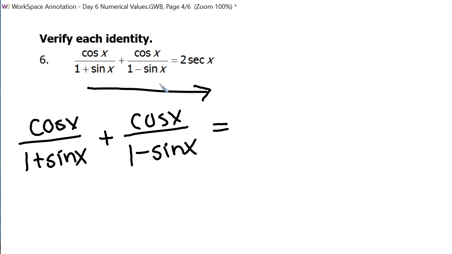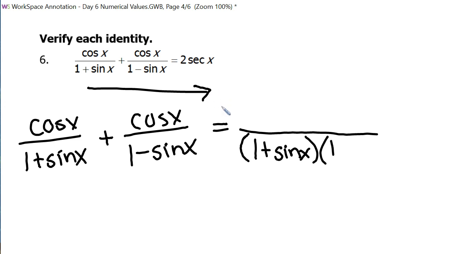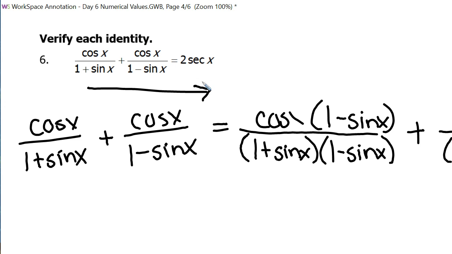Now when you are adding fractions, what do you have to have? Common denominator. And what would the common denominator be here? Yeah, 1 plus sine of x times 1 minus sine of x. Now I know this equals 1 minus sine squared, but I'll leave it in factored form so that hopefully something will cancel. Okay, so the first fraction has 1 plus sine of x, what is it missing? 1 minus sine of x, and that has to be multiplied by cosine. That second fraction has 1 minus sine of x, so it is missing the 1 plus sine of x. And that one needs to be multiplied by cosine of x.